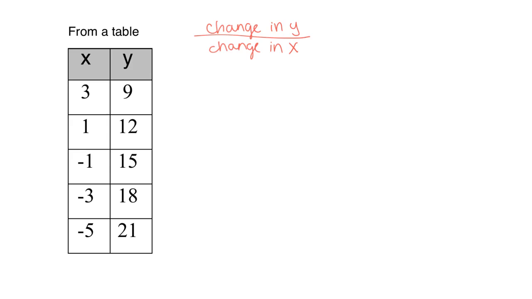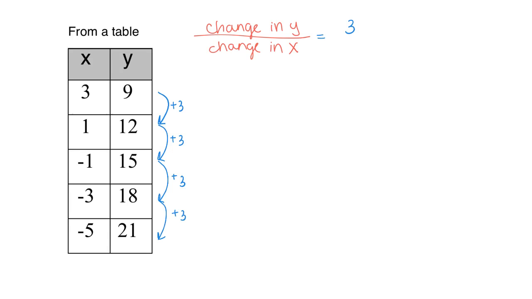So the change in y, I am going to be looking at what is happening to my y's as I go along in this table. Well, to get from 9 to 12, I add 3. 12 to 15, I'm adding 3, and so on and so forth. So this is a linear pattern because the difference between the y's remains the same every single time. That would be my change in y.